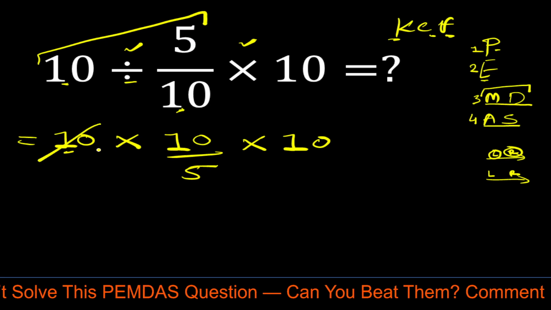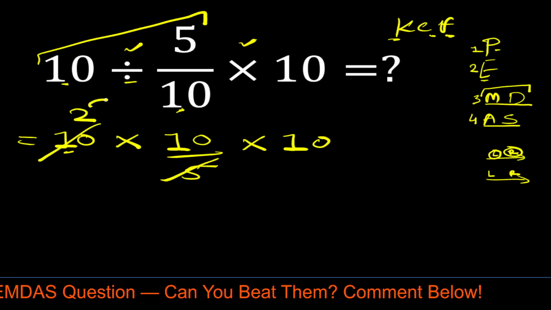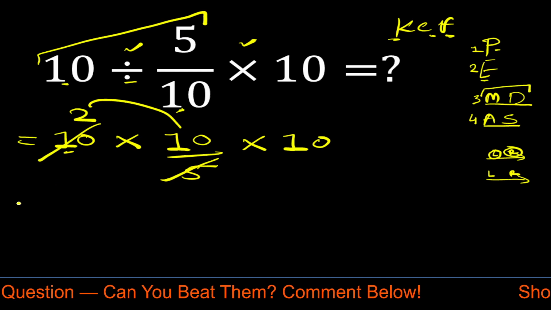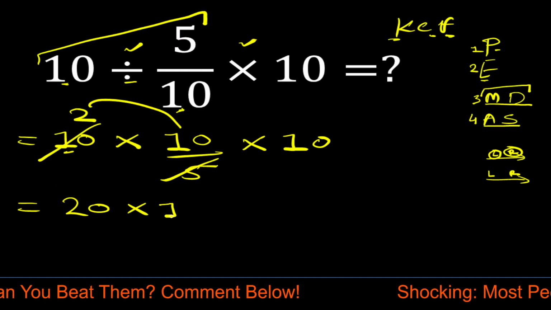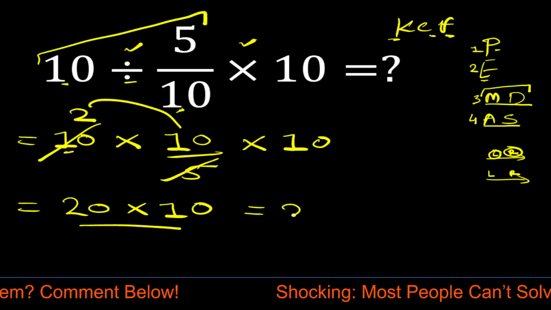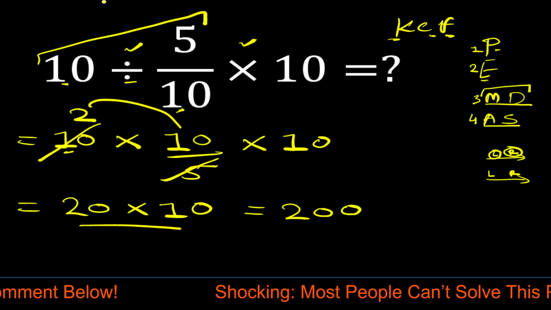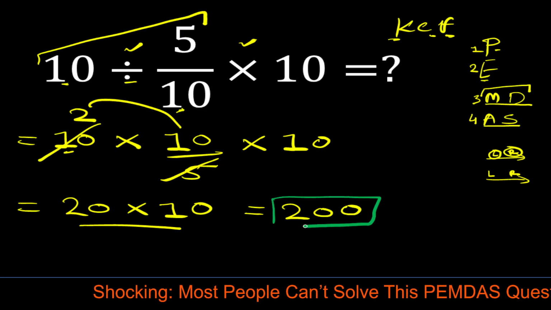Now 10 by 5 is equal to 2. So now 2 divided by 10 is equal to 20 times 10. So now 20 times 10 is equal to 200, right? So the correct answer is 200.